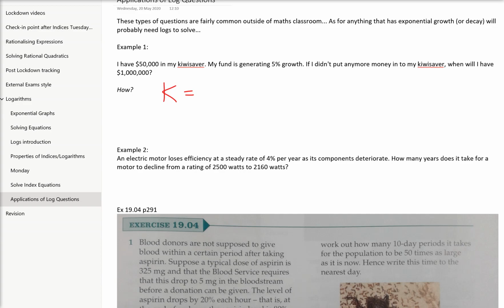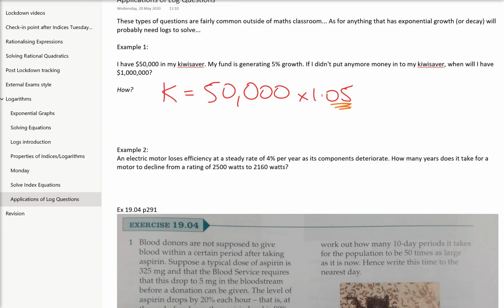50,000 is my starting point, so 50,000 is actually going to be in my equation. $50,000 times what? Not 0.05, because that would be a decay. 1.05. If I asked you to find out how much money would be in my bank account after 1 year, you would find 5% and add it on to the total. That's where you get the 1.05 from.